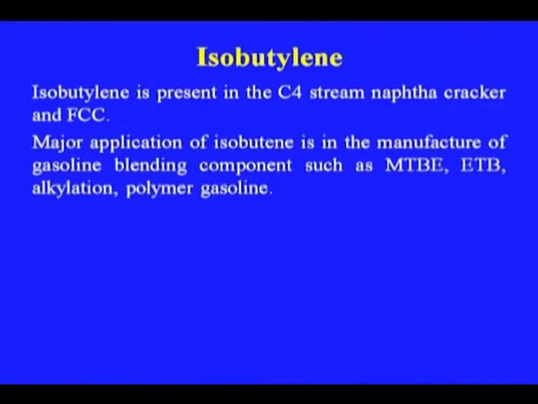So the isobutylene is present in the C4 stream of the naphtha cracker and the FCC. A major application of the isobutylene is in the manufacture of gasoline blending components such as MTBE, ETBE, and alkylation. As I told you, in alkylation the isobutylene is used as the alkylate, and the polymer gasoline that you are getting has a very high octane. It means the dimerization part, which I discussed while discussing petroleum refining, the polymerization part.